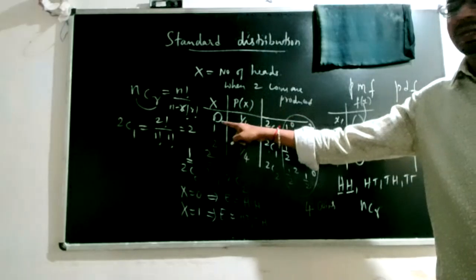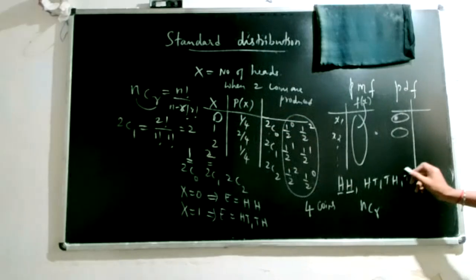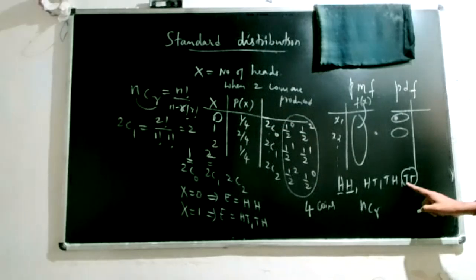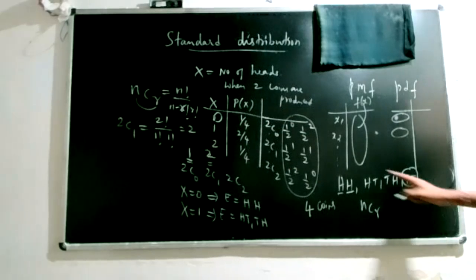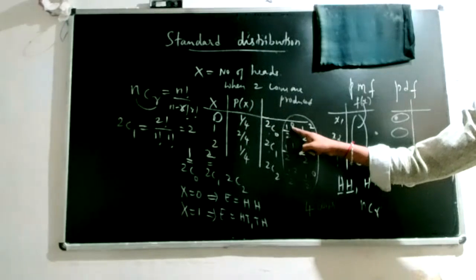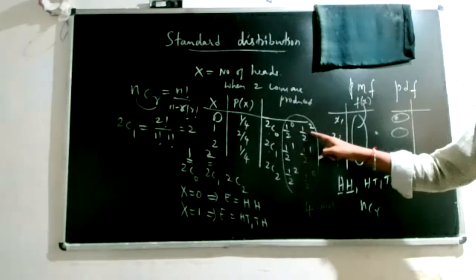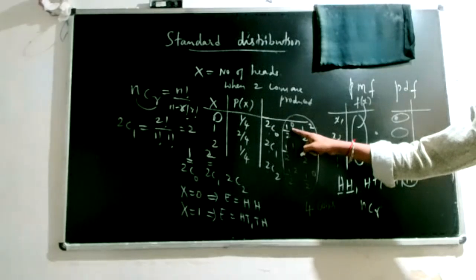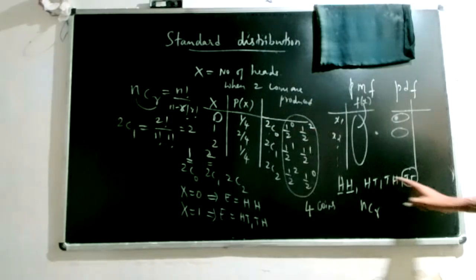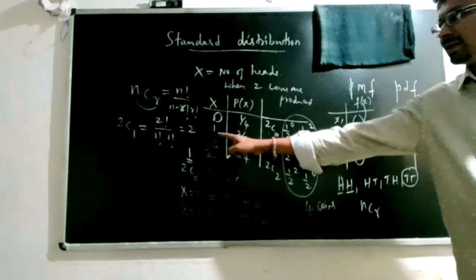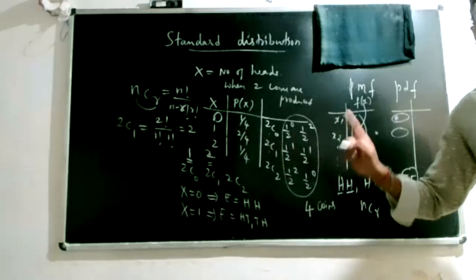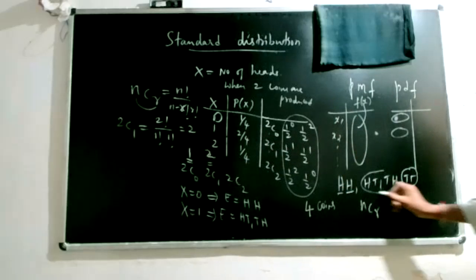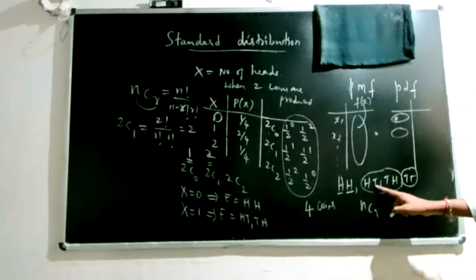0 heads indicates 2 tails. So both tails have the probability half, half. We are not observing heads, so it is half power 0. And we are observing 2 tails, which is half into half. In the next case, when I say x is equal to 1, I mean 1 head. 1 head automatically indicates 1 head and 1 tail.